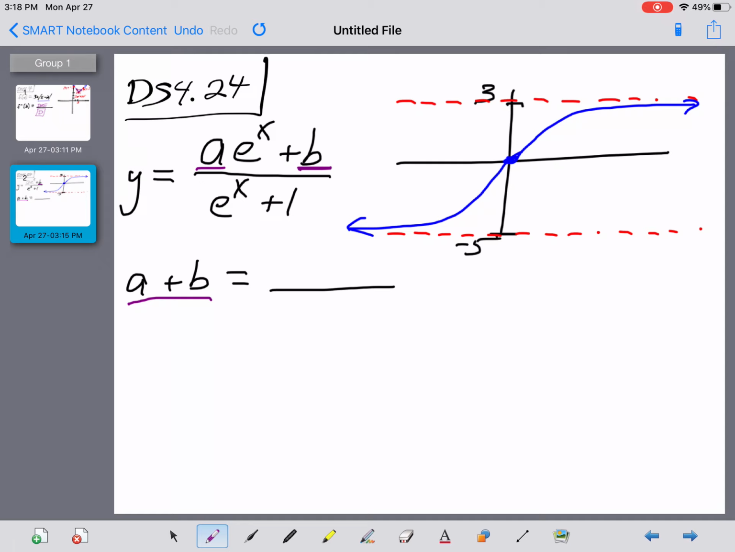This is a really interesting style of question, and I wish we had a ton of time to get into this. It involves something called a logistic differential equation or exponential growth function, but we're not going to get into that in too great of detail.